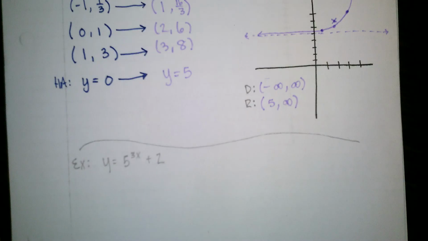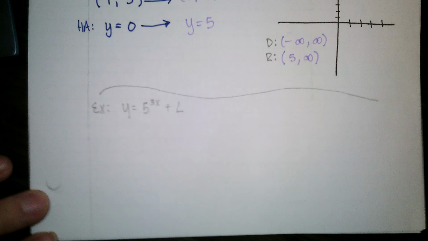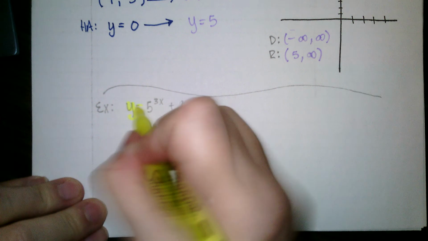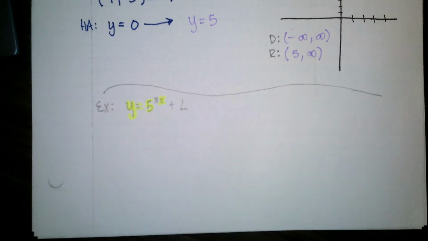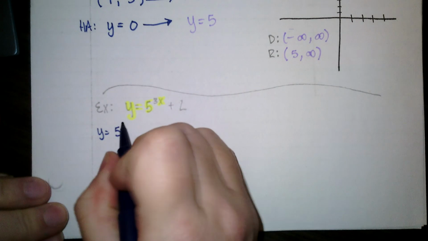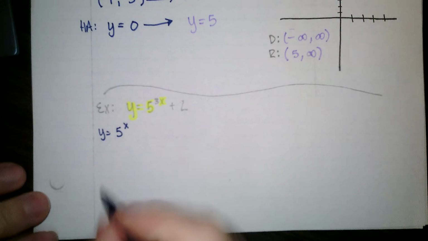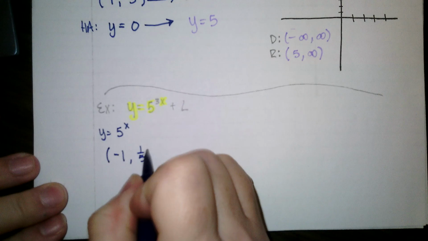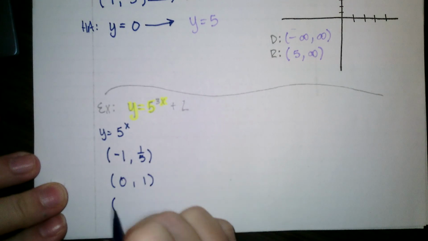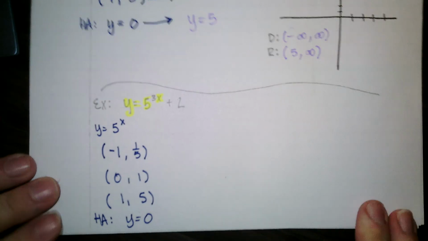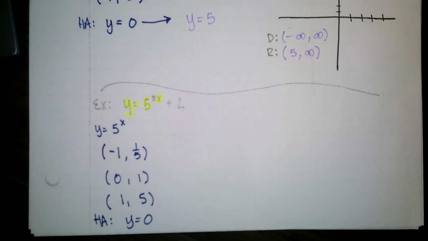Okay, let's see what we got next. Y equals 5 to the 3x plus 2. Okay, again, figure out what is your parent. Y equals 5 to the x. That's going to allow us to get our 3 original points. So our function originally would be at -1, 1/5, 0, 1, and 1, 5 with a horizontal asymptote at y equals 0.